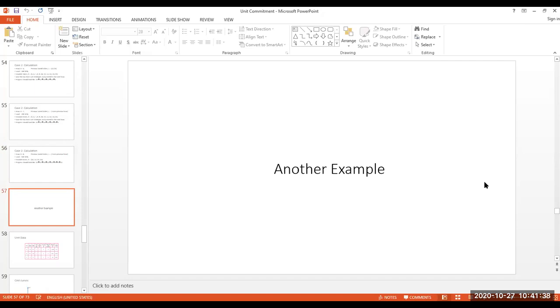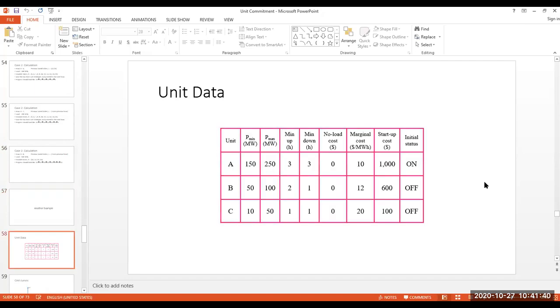Now to help you out a little bit with case 3, we will give you another, simpler example, of course, to demonstrate the idea of minimum uptime and minimum downtime. So let's start this example. We again have 3 units, unit A, B, and C. Each of the units has its own minimum and maximum in megawatts. Then each of the units has its own minimum uptime and minimum downtime.